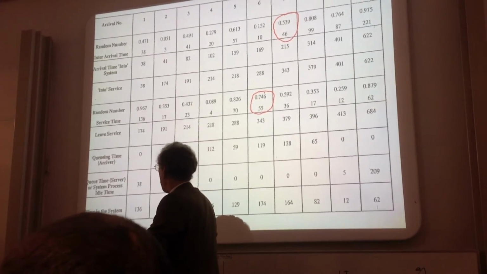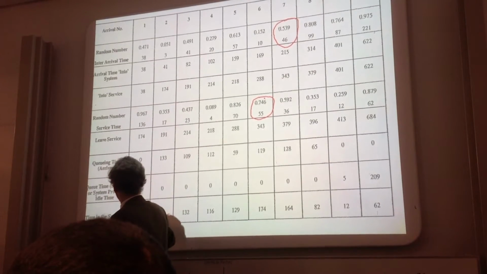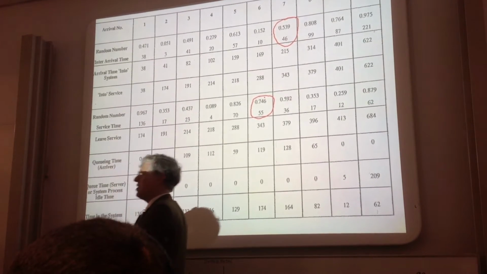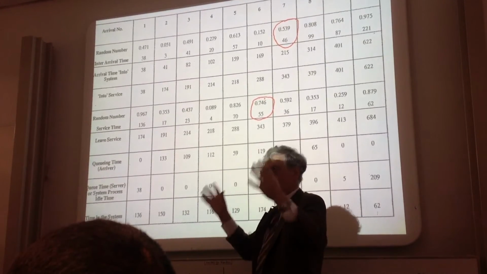Okay? And we're just recording information here. So time in the system is from when they arrived to when they left, including queuing or being served and whatever.